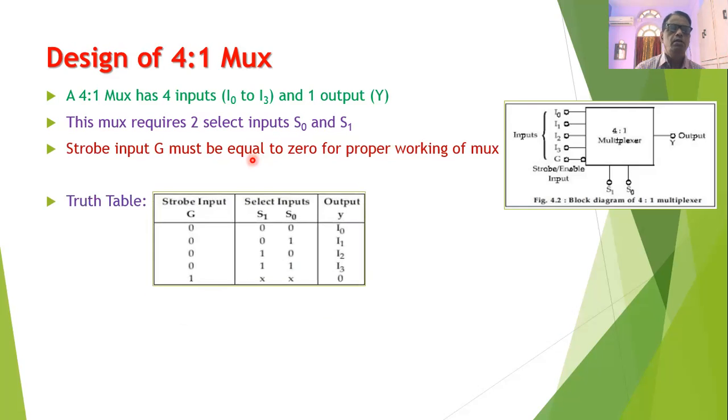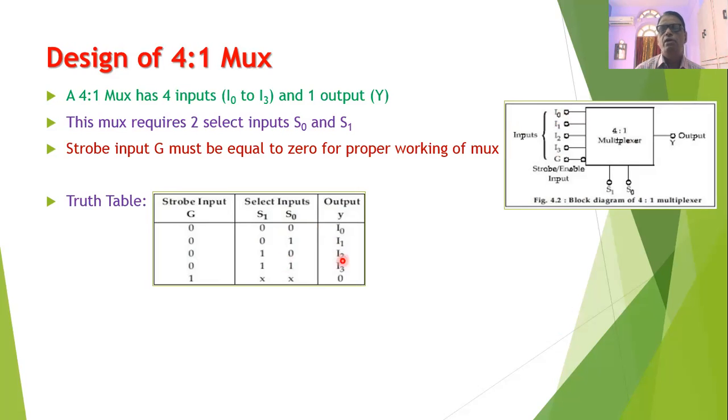Now we can easily prepare the truth table for this multiplexer. We know that for the proper working of this multiplexer, the strobe input G must be equal to 0. And there are 4 possible combinations of select inputs: 0 0, 0 1, 1 0 and 1 1. When S1 S0 is equal to 0 0, then the input I0 will be selected and the data available on I0 will be connected to the output. Similarly, when the select input is 0 1, then output Y will be equal to I1. When the select input is 1 0, then the output Y will be equal to I2.